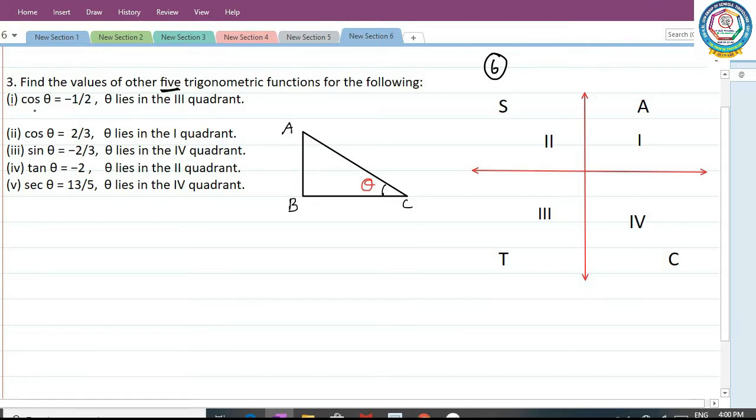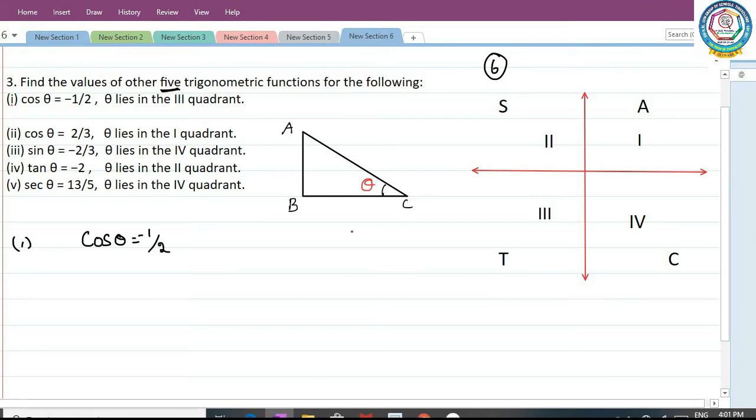Here the question is given, cos theta is equal to minus 1 by 2, theta lies in the third quadrant. So theta lies in the third quadrant means tan and cot both are positive. So remaining all the ratios are negative. So first you write it, cos theta equal to minus 1 by 2.